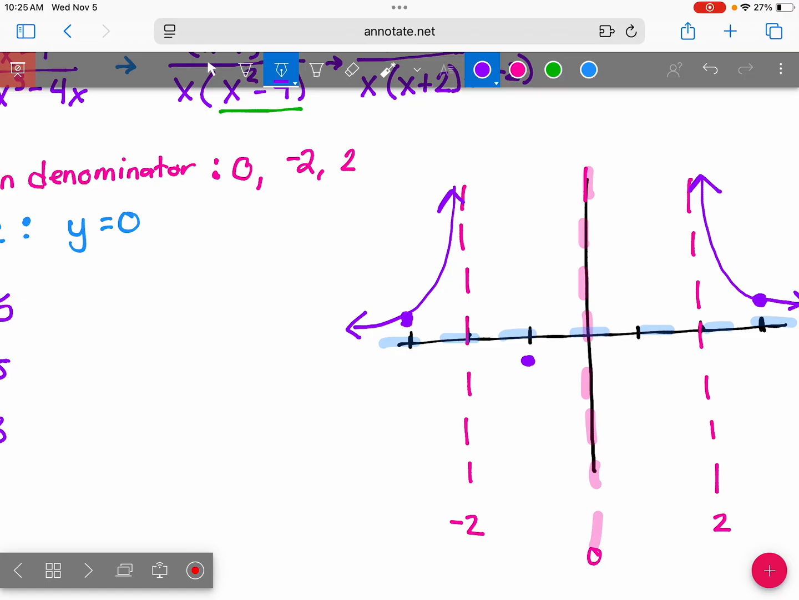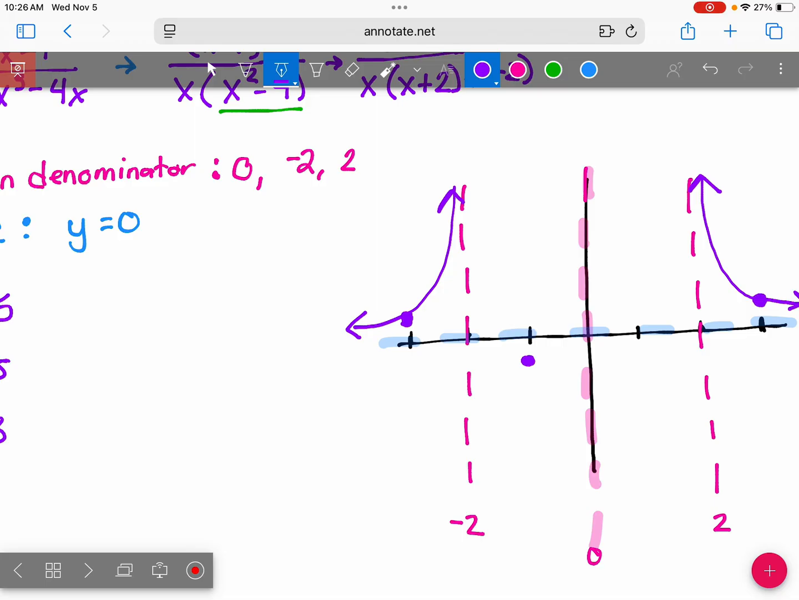Just picking any points, any point that's not on an asymptote. Because I don't need to substitute in -2. If I substitute in -2, it's going to give me an error. If I substitute in 0, I'm going to get an error because it's going to divide by 0. So I'm just picking x values at random. And I can kind of see something happening here.